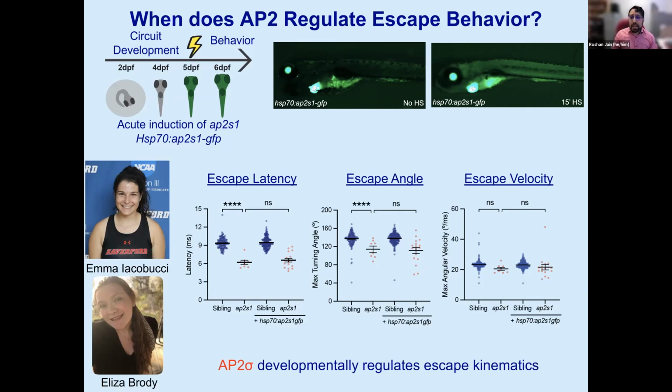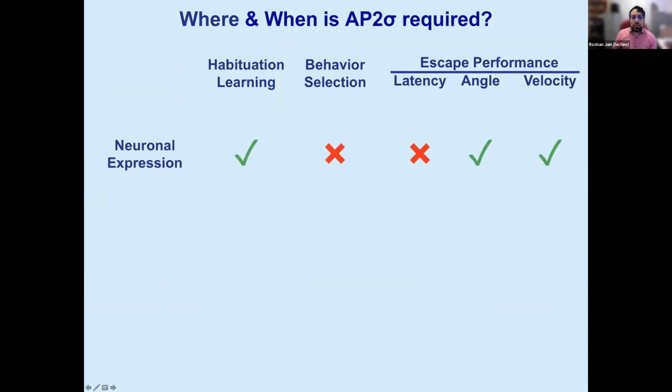All right, so just to sum up what we found here, because there's a lot of different rescues and non-rescues, when we looked at the neuronal expression of AP2S1, we found that that was sufficient to rescue habituation learning, and it was sufficient to rescue several aspects of escape performance, but not to rescue that shortened latency. It wasn't sufficient to rescue behavior selection.